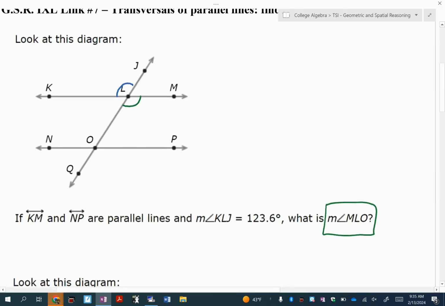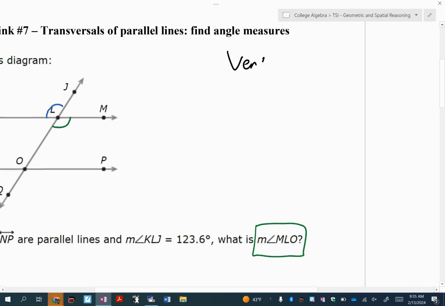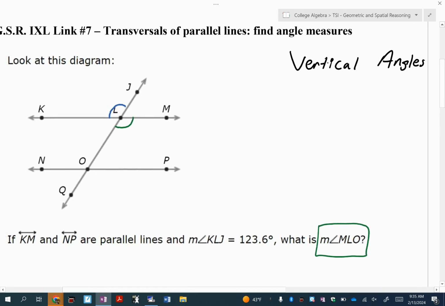No, it starts with a V. Close. They're called vertical angles. All right? They're called vertical angles. And whenever you're looking at vertical angles, that means they are going to be congruent. Almost. Do you remember what congruent means? The same. The same, right? So in this case, when it's talking about angle KLJ, that's the congruent symbol for angle MLO.